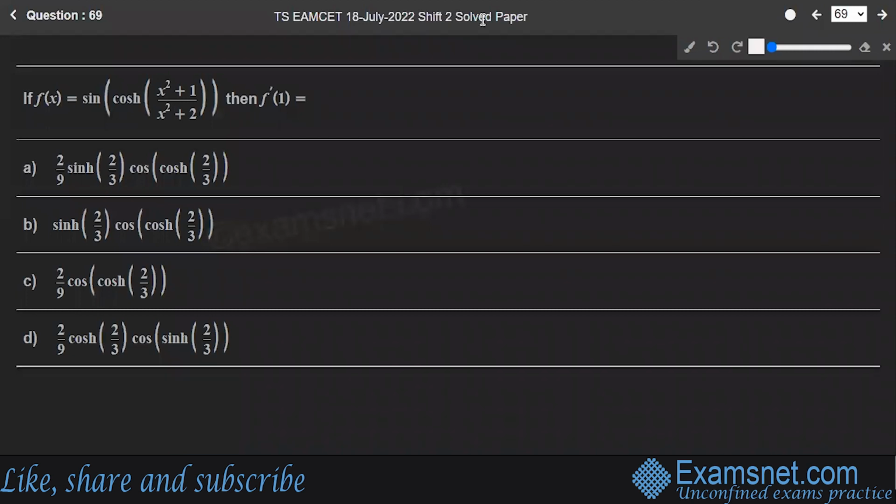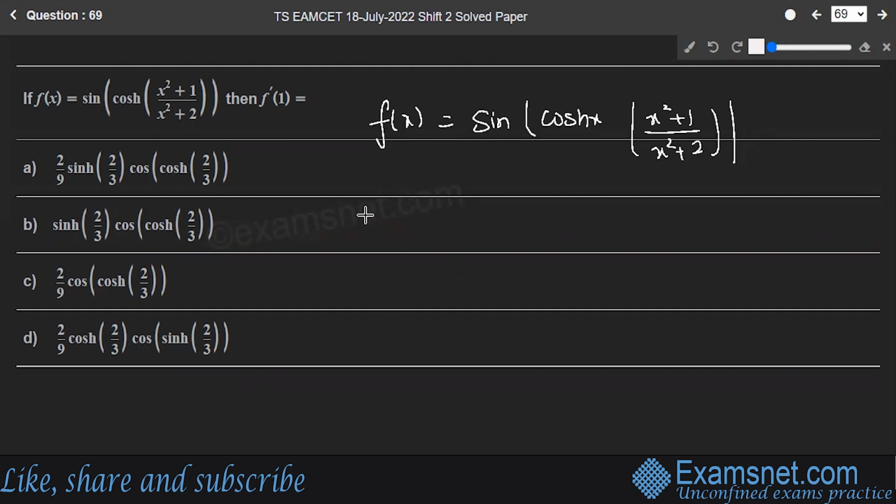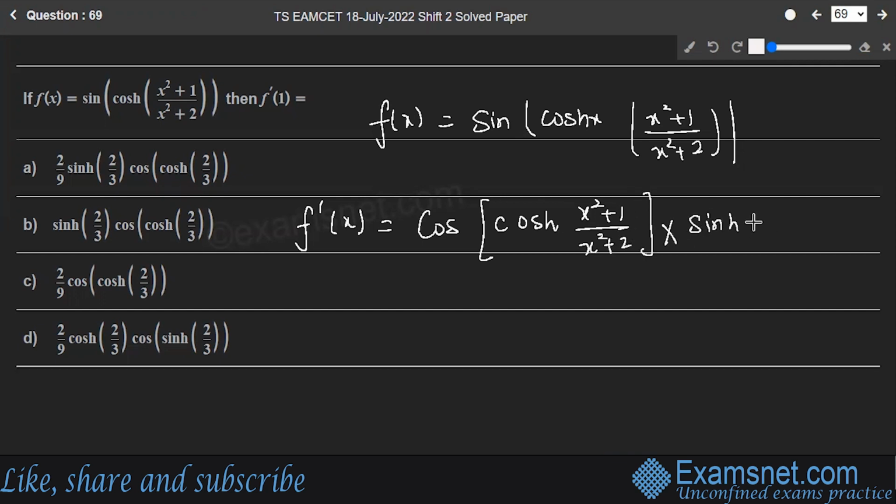Next is question number 69. It says if f(x) is equal to sine of cosh of this whole expression, then the first derivative of the function at x is equal to 1 is. Easy question, right? You have f(x) is sine of cosh of (x square plus 1) upon (x square plus 2). So let's find out the first derivative. This is given by sine will be converted into cos, cosh of (x square plus 1) upon (x square plus 2) multiply sinh. So cosh will be converted into this, sinh into this.